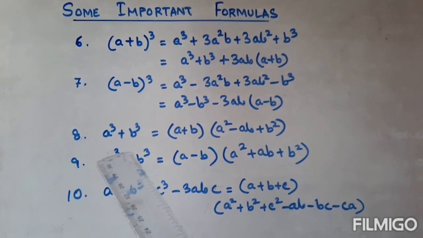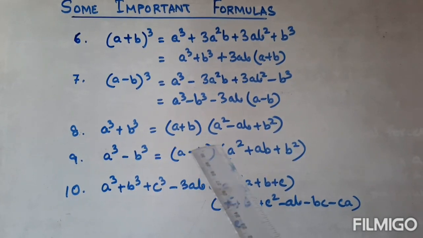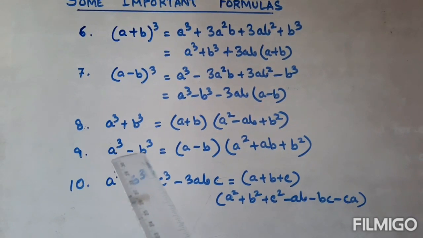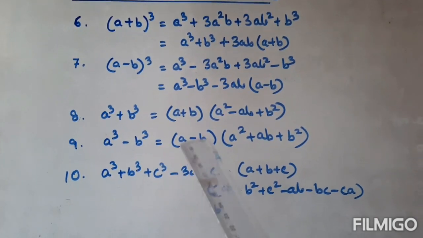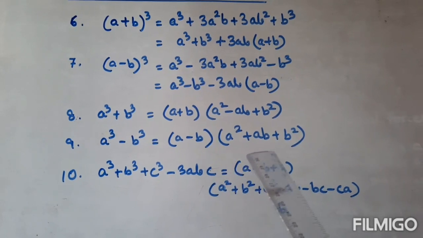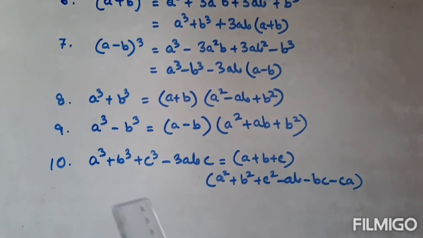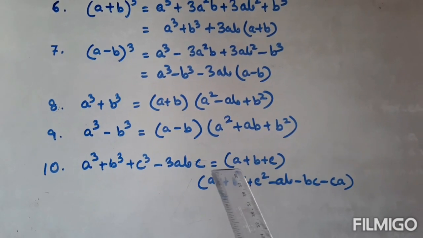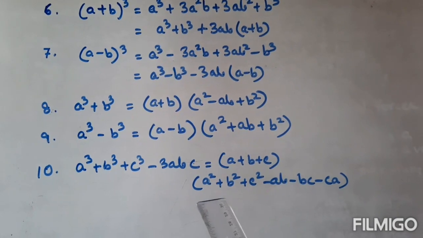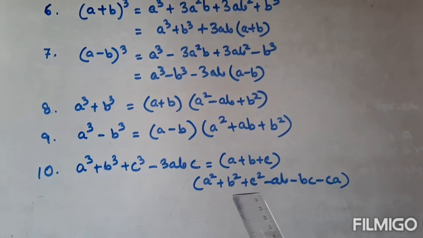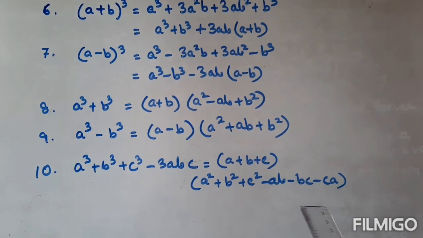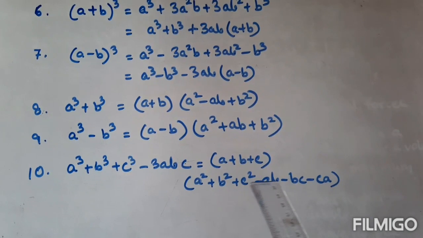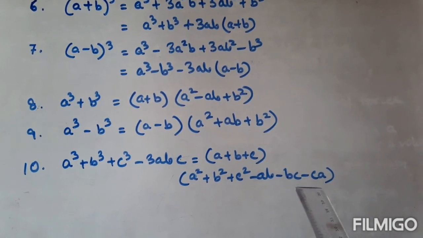Number 8: a cube plus b cube is equal to (a plus b) into (a square minus ab plus b square). Whereas a cube minus b cube is equal to (a minus b) into (a square plus ab plus b square). And the last one: a cube plus b cube plus c cube minus 3abc equals (a plus b plus c) into (a square plus b square plus c square minus ab minus bc minus ca). Always remember these are in cyclic form: ab minus bc minus ca.